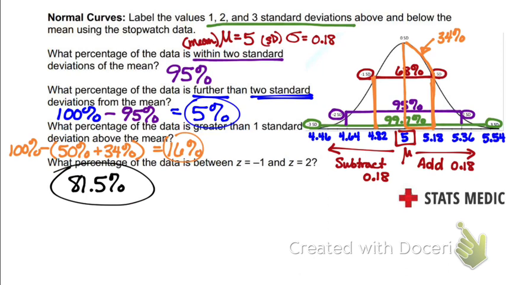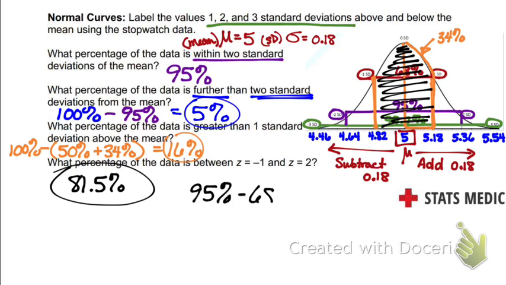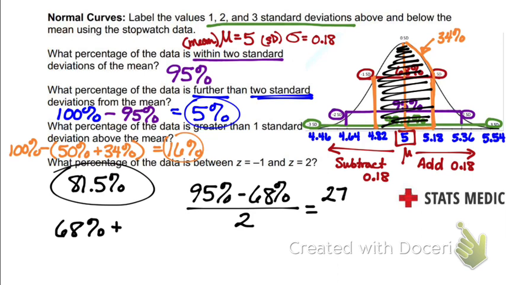So we included all of this 68, right? 95 minus 68%, and then I would have to cut that in half because that would give me the two sides. So I do 68% plus, was that 27? Yes, 27 divided by 2, which gives me 13.5. So that's how I got that.